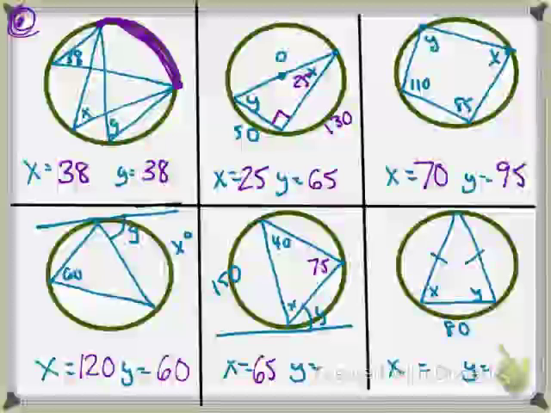Y is created by a chord and a tangent. So our rule said an angle created by a chord and a tangent will be half of the arc that's cut off. So that means I need to know how big this arc is along here. How do I find out how big that arc is? You can do 360 minus 150, right? And then divide it by 2. We do 40 times 2 is 80.